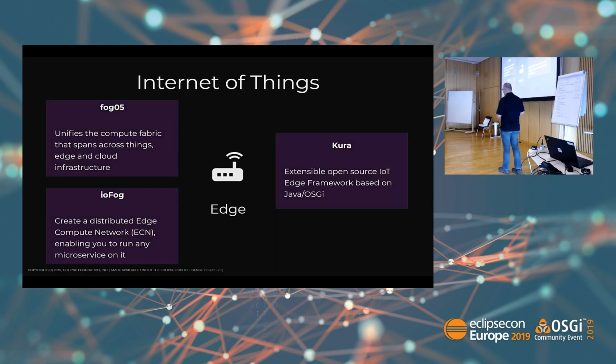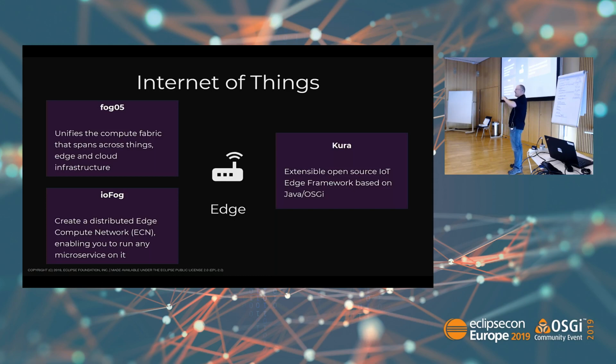A more well-known project that we have, because it has existed for a few years already, is Kura. Kura is a solution written in Java OSGi for gateways. And then we've got emerging projects like FogOS and ioFog, and essentially they each have their own take on how to make the edge happen, with ioFog being more oriented on container orchestration and defining microservices that you plug together in this edge compute network.